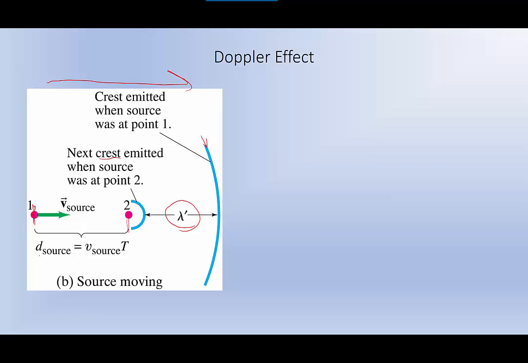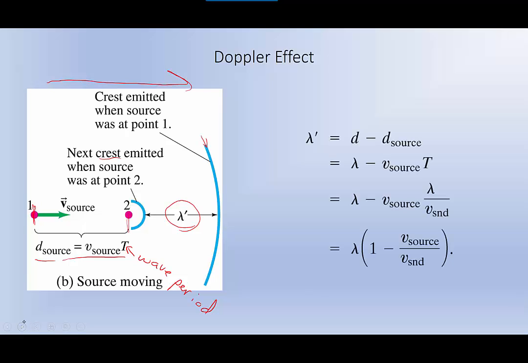The distance that the source travels is, of course, equal to the velocity of the source times capital T. In this case, capital T is equal to the period of the wave because we are looking at crest to crest. So this T is the period of the wave. So in order to figure out what lambda prime is, we already have an idea that it's dependent on the speed of the source. It's also dependent on the direction in which it is moving compared to the observer. So the change in wavelength can be found by doing a little bit of mathematical manipulation.